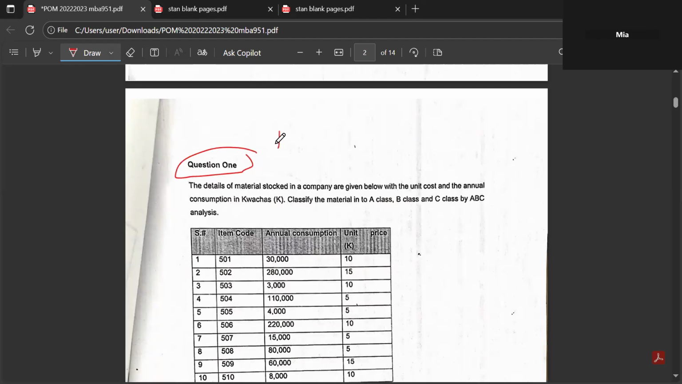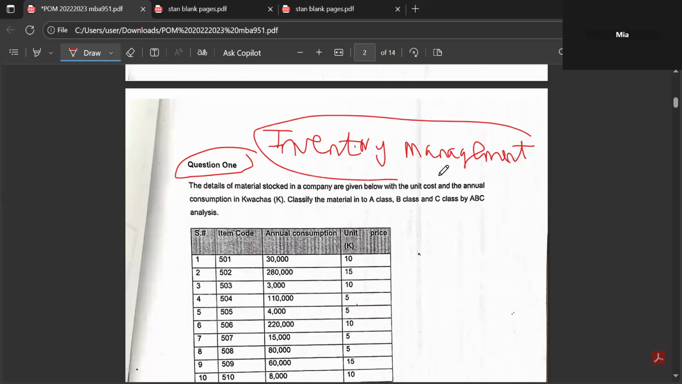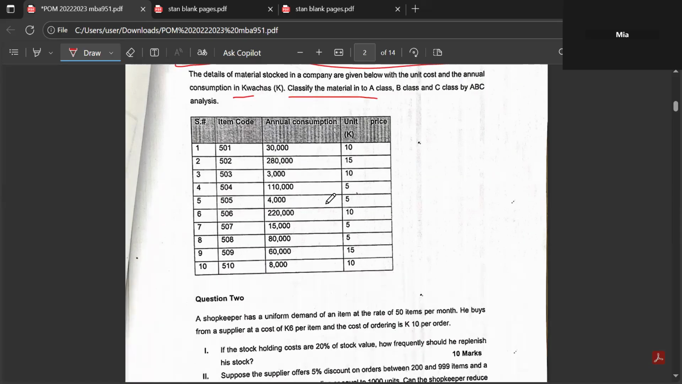Question one is on inventory management, okay? And this question is actually saying the details of a material stocked in a company are given below with the unit cost and the annual consumption in kwacha. Classify the material into ABC, okay, by ABC analysis. So this is question one.